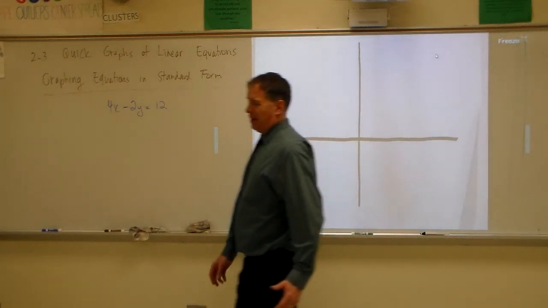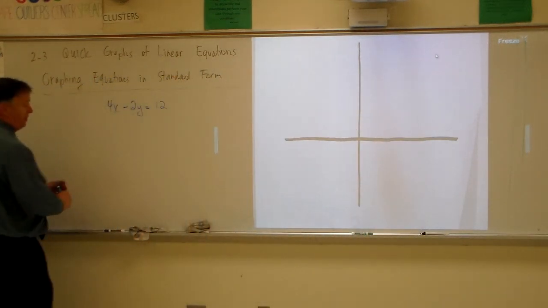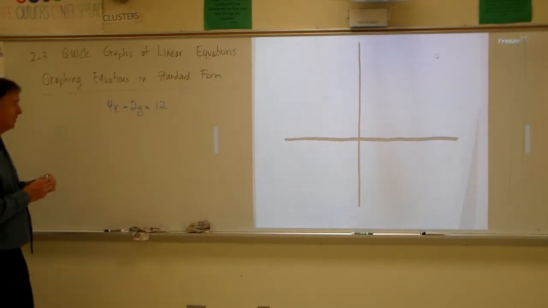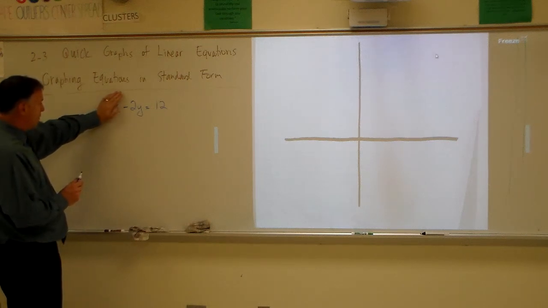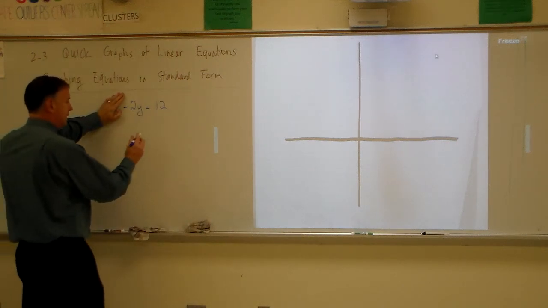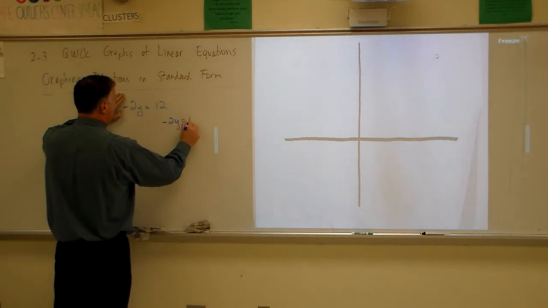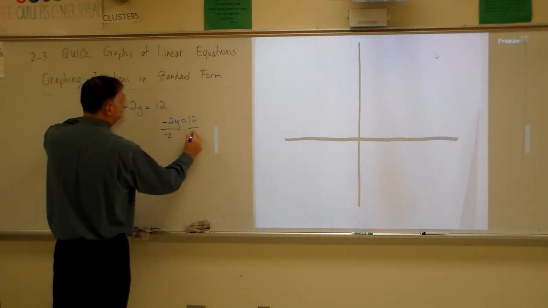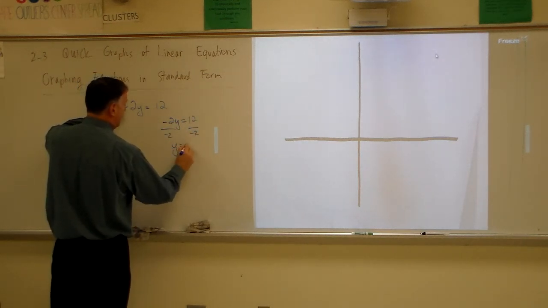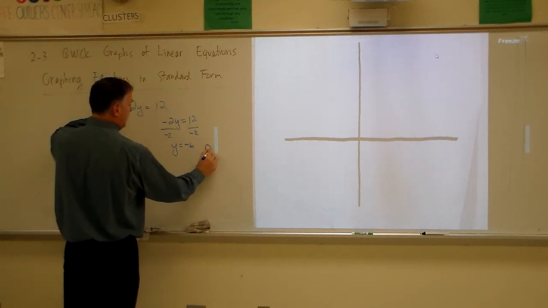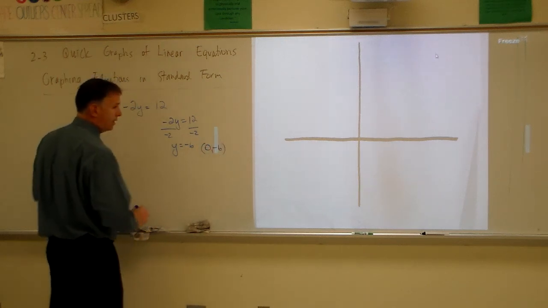So I hope you paused the video. This is the way I do this. When I plug a 0 in for x, that means it's going to wipe this out, so I just put my hand over it. So I have negative 2y equals 12, and I divide by negative 2 and divide by negative 2, and I get y equals negative 6. So 0, negative 6 is one point.